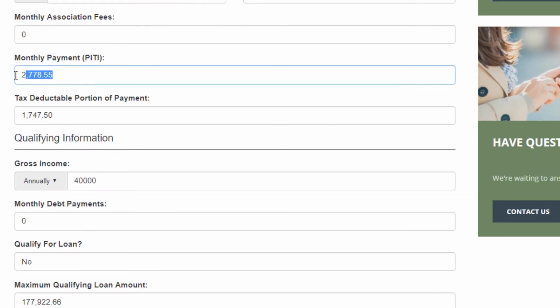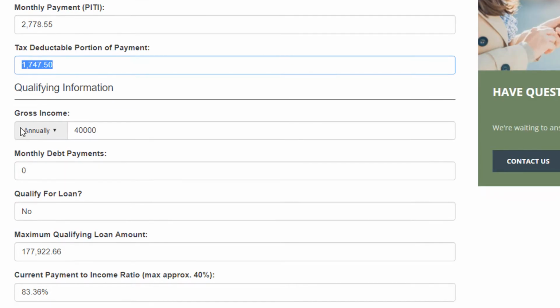Now let's say that you bought in a community that doesn't have an HOA. So then that would mean that you have a monthly payment of principal, interest, property tax, and homeowner's insurance of $2,778.55. This part right here where it says tax deductible portion of the payment will actually assist you in knowing what you should probably talk to your tax advisor about come next year's tax season, okay?